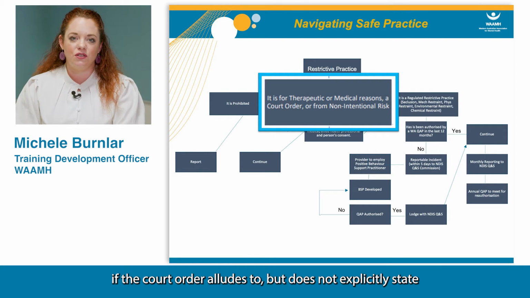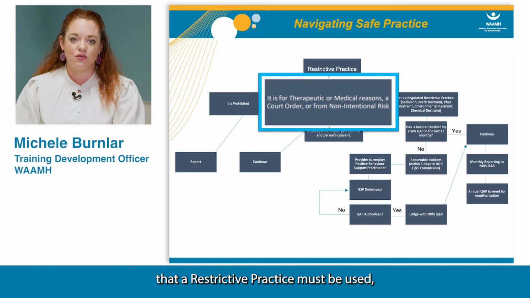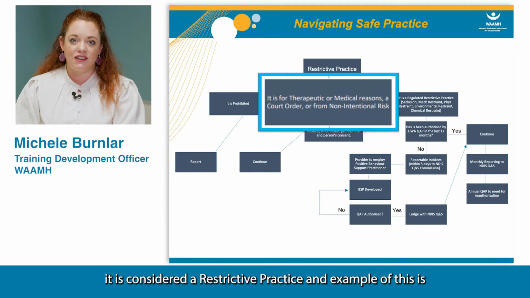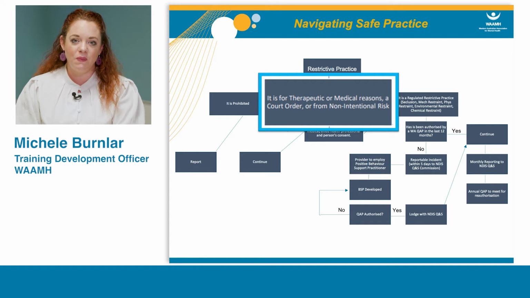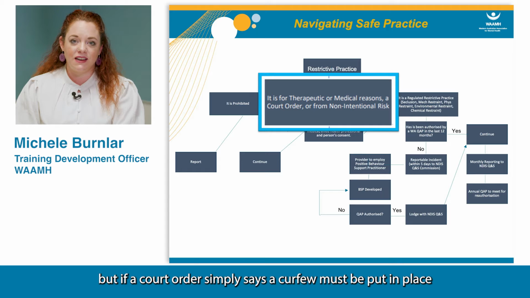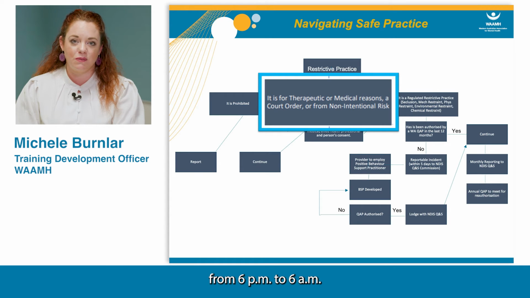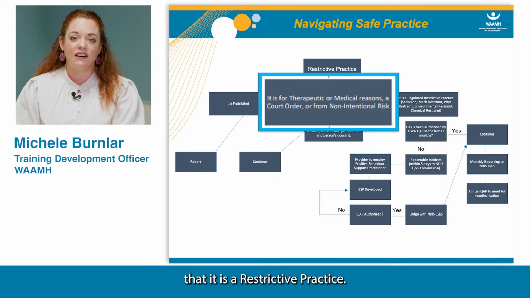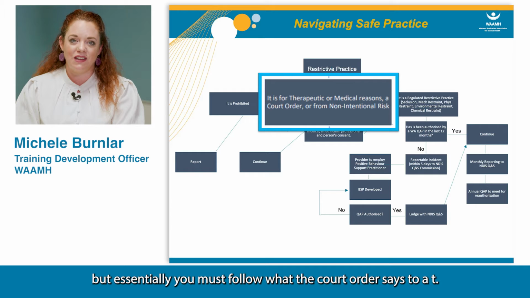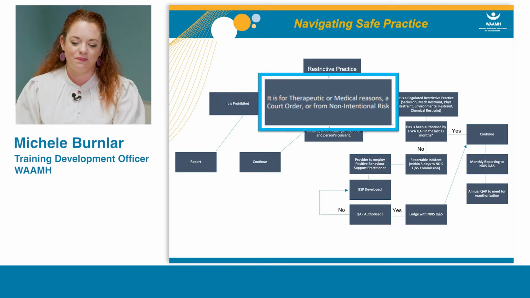If the court order alludes to but does not explicitly state that a restrictive practice must be used, it is considered a restrictive practice. An example of this is if the court order states that all doors must be locked to the house at 6 p.m. and not opened until 6 a.m. the next morning, it is not considered a restrictive practice. But if a court order simply says a curfew must be put in place from 6 p.m. to 6 a.m. and does not state explicitly that the doors must be locked, then it is a restrictive practice. This is a bit tricky and a bit of a grey area, but essentially you must follow what the court order says to a T.